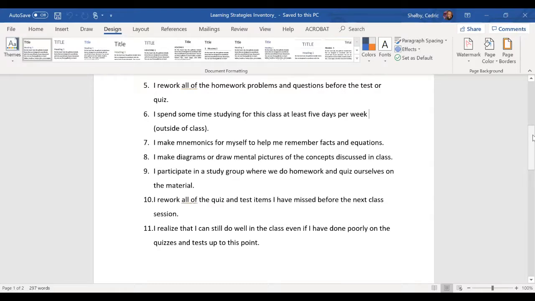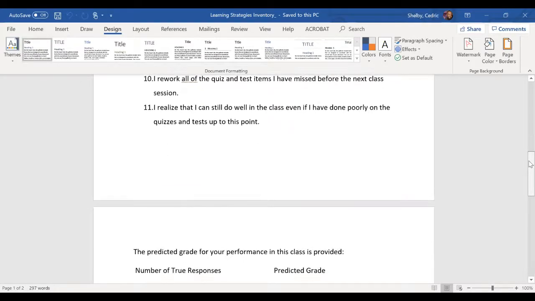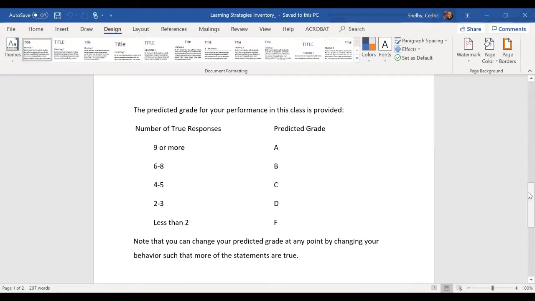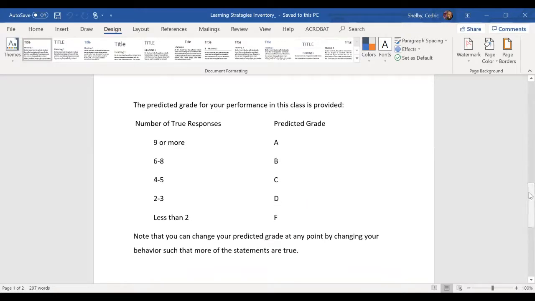All right, so hopefully at this time, everyone will have completed all 11 statements. And I'm going to pull up the scoring rubric. So you answer true or false for each of the 11 statements. Now, if you would count up the number of true responses you had to those statements, here is the scoring rubric for that.